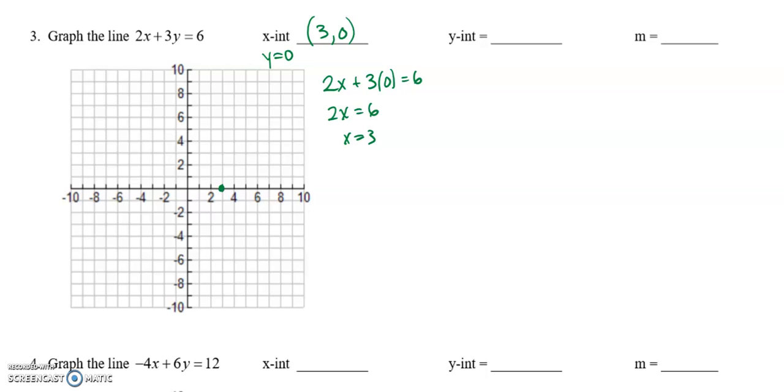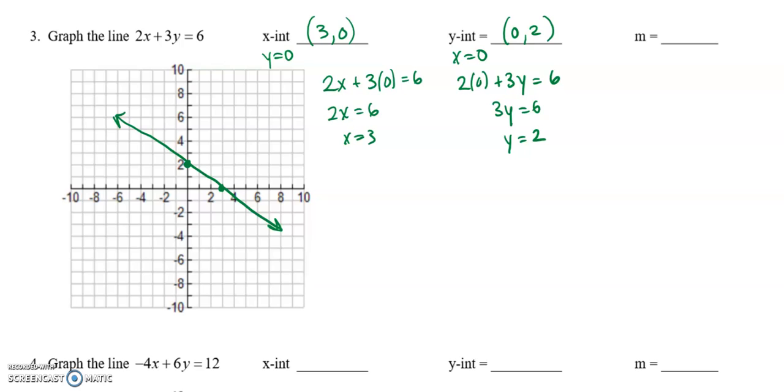Plot it. Then I'm going to find my y-intercept. Well, what do I know about every y-intercept? I know x is equal to 0. So we'll have 2 times 0 plus 3y equals 6. 3y equals 6. So y equals 2. So that is the ordered pair 0, 2. I'll graph that one. And then I'm going to connect the dots.